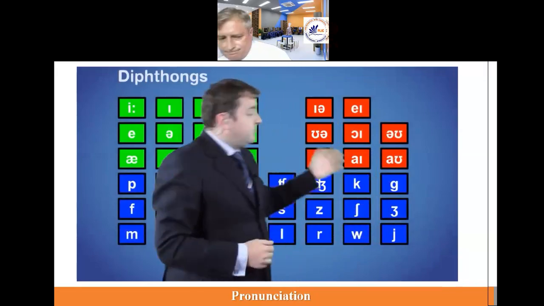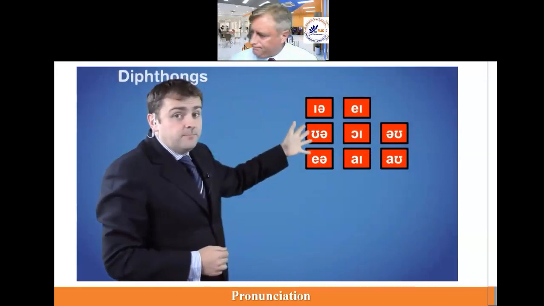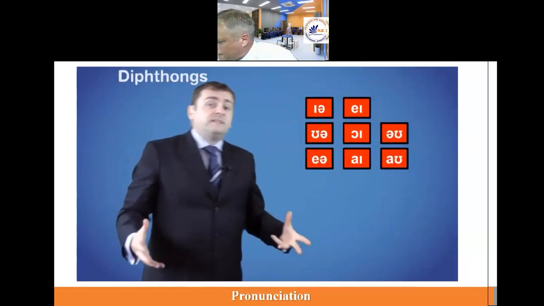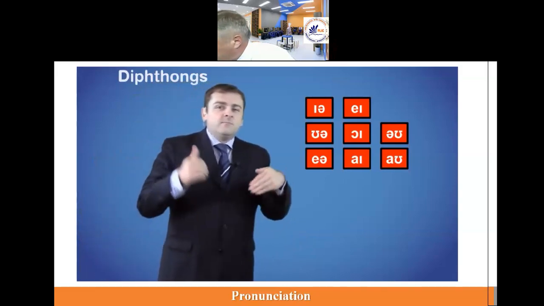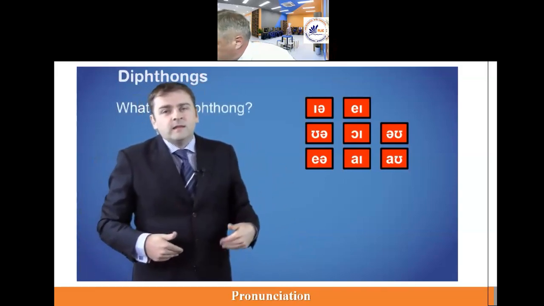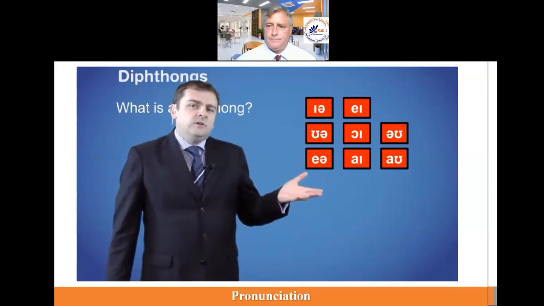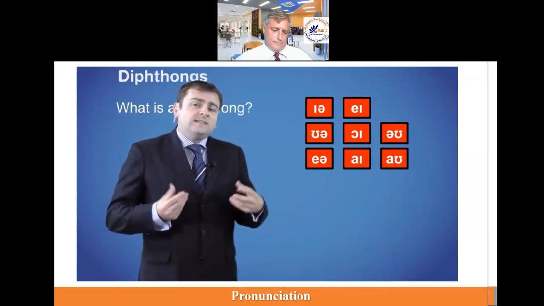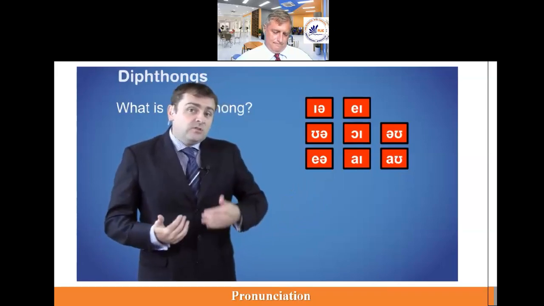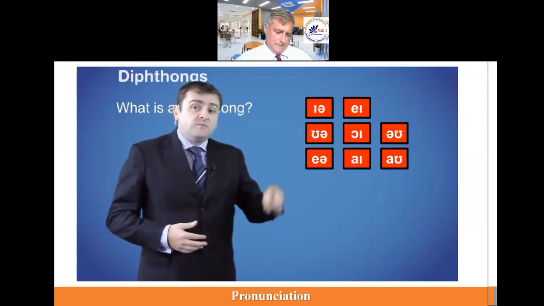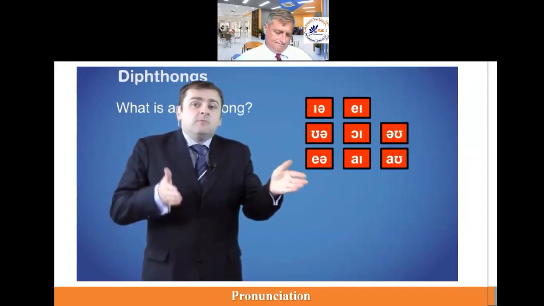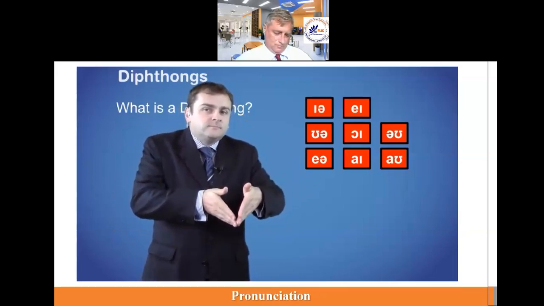Diphthongs are the sounds represented by the symbols in red. There are eight of them on the phonetic chart, and these are the main ones you need to know about. So, what is a diphthong? Well, a diphthong is a type of vowel sound that is made up of a combination of two single vowel sounds, but within the same syllable.